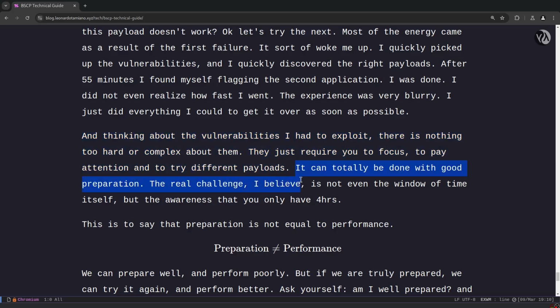The real challenge, of course, is not even the window of time, but dealing with the awareness that you only have 4 hours. And if you do not immediately get the vulnerability, this can bring morale down. It can make you more worried. You want to rush things, but there is no rush here.